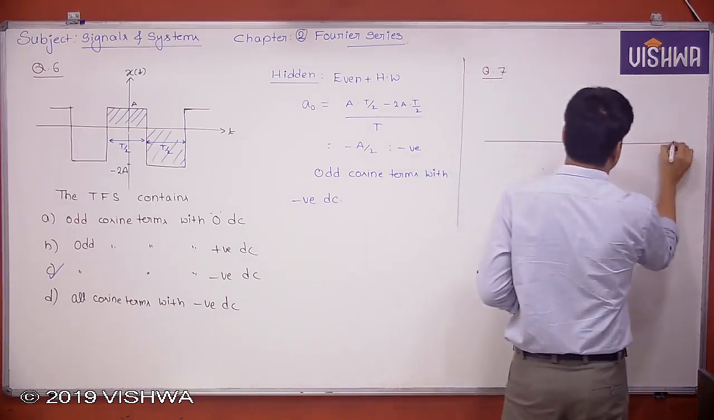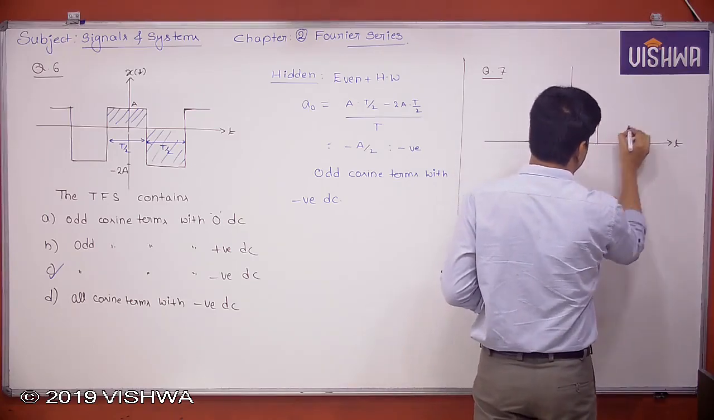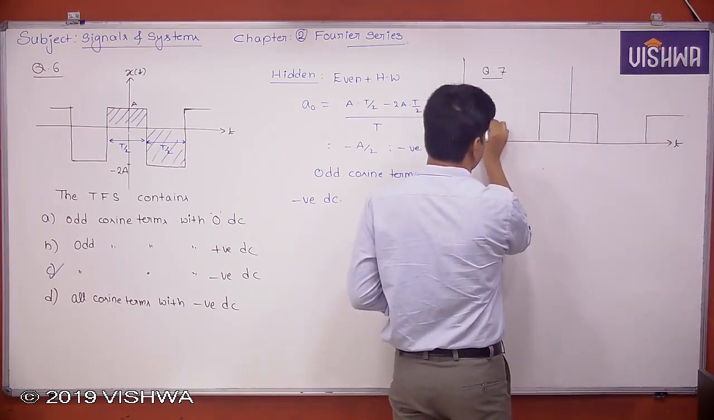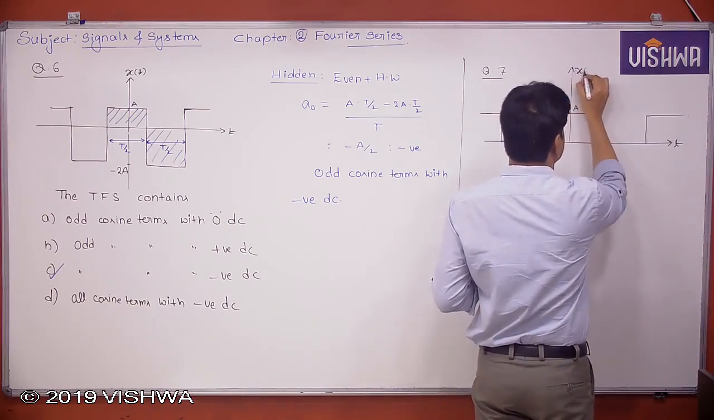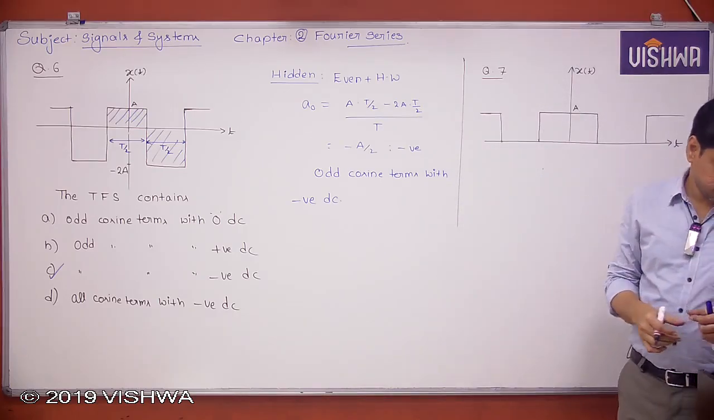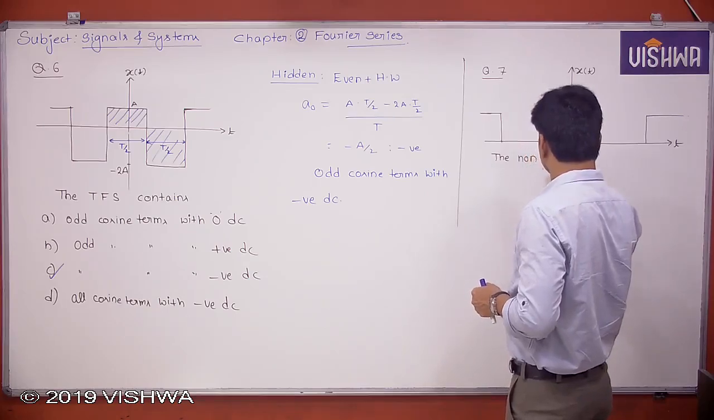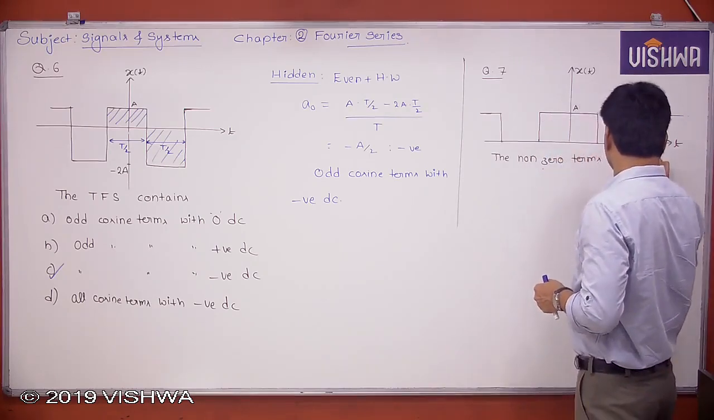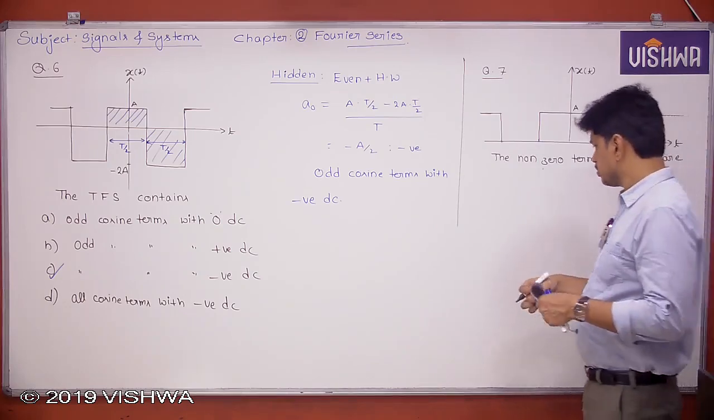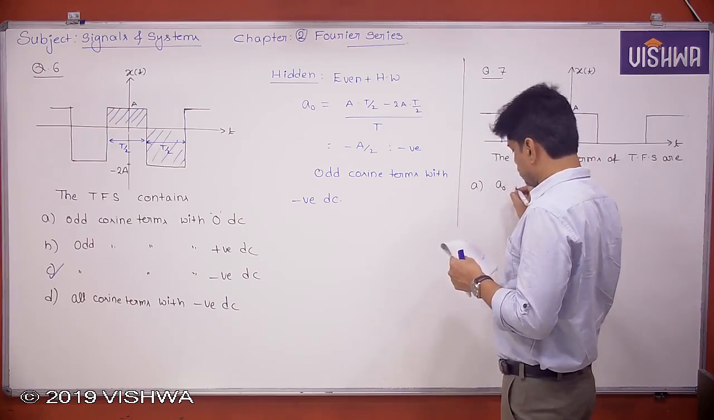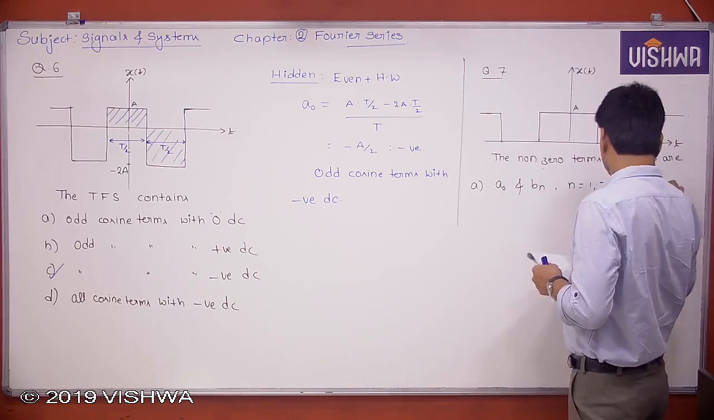Question number 7. The non-zero terms of the trigonometric Fourier series are: option A, a0 and bn, where n is equal to 1, 3, 5 and so on to infinity.